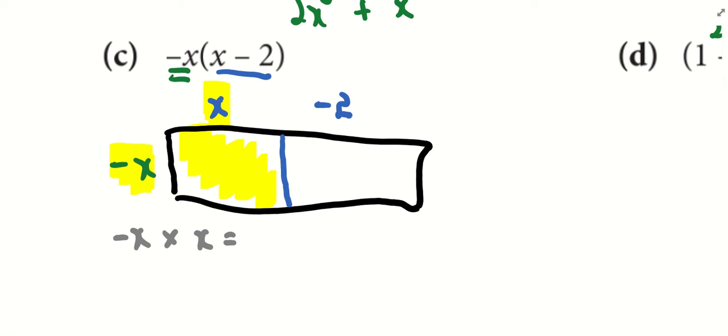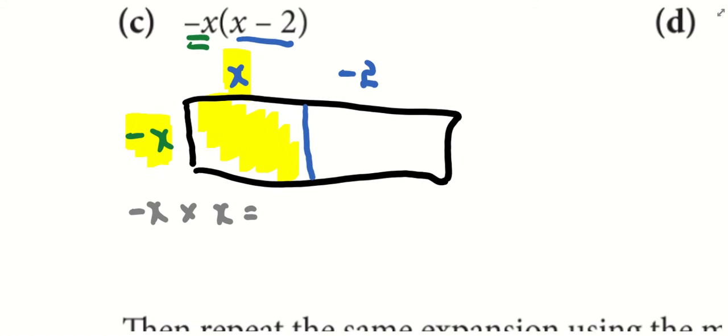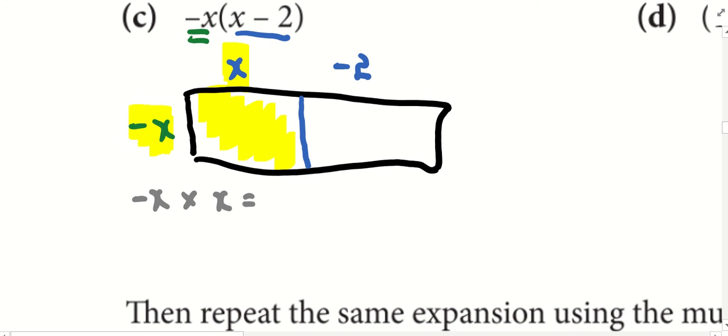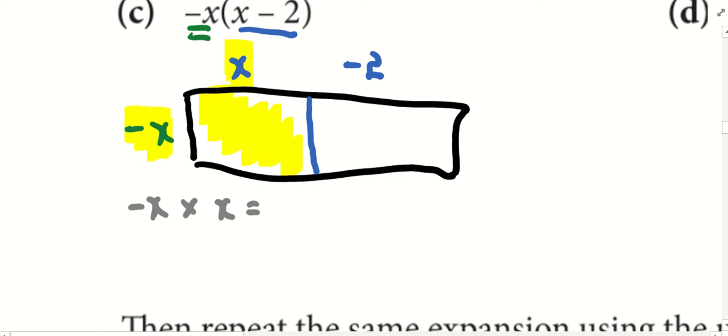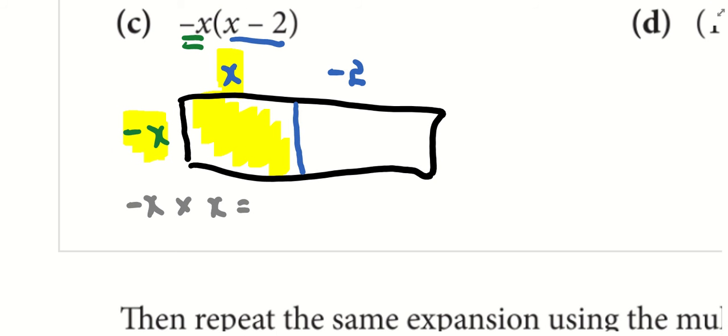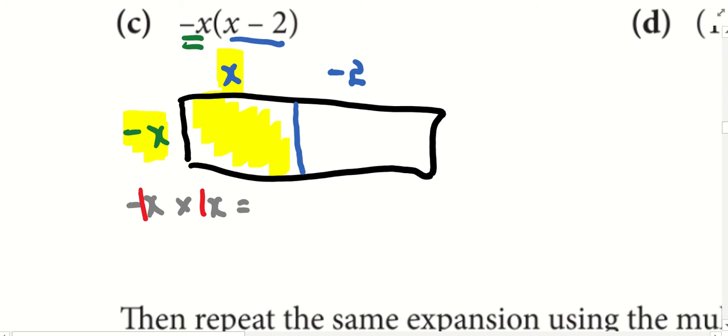Hey, teacher, I don't see any number here. What does it mean? So, there's no number. It means that there is an invisible number 1 there. So now use your calculator. Negative 1 multiplied by 1. What do we get? Negative 1. So I write down negative 1.